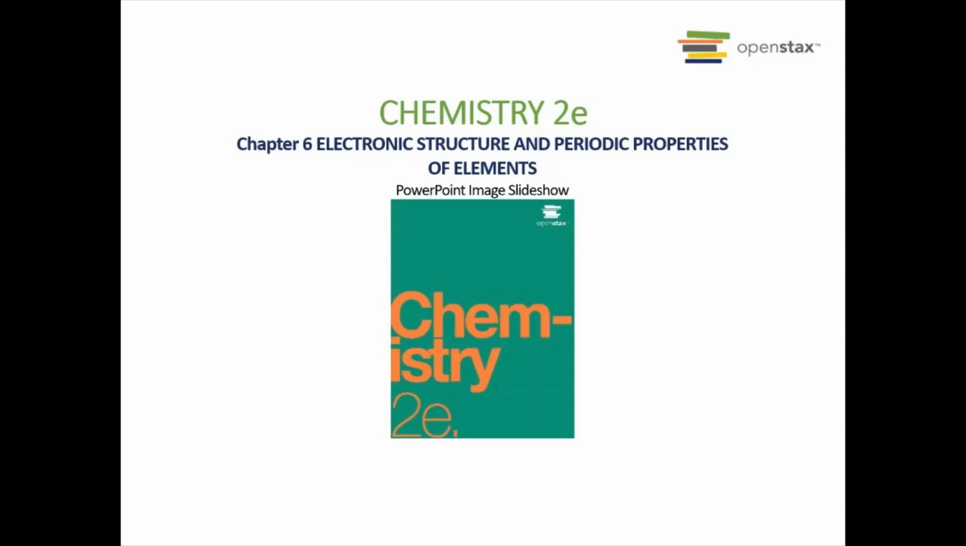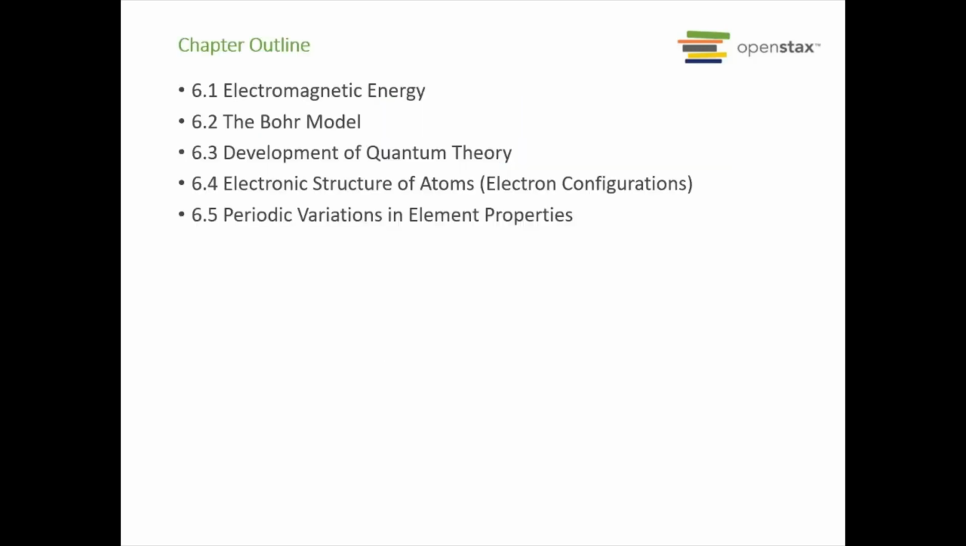All right, hi guys, and we are now starting with chapter 6. This is a 2-weeker all about electronic structure and periodic properties of elements. So this week we are only going through sections 1 through 3, and next week will be 4 and 5. So your homework won't be due until next week, as well as any labs and whatnot.